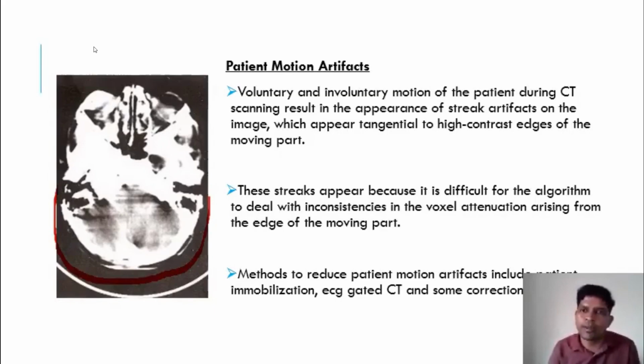These appear as streak-like lines in the image due to miscalculation of the attenuation in the voxel. That's why the artifact appears. So what is the method for that? I already told you: to reduce patient motion artifact, use patient immobilization, or if it is a heart scan, ECG gating can be used, or correction algorithm software, which is available nowadays.